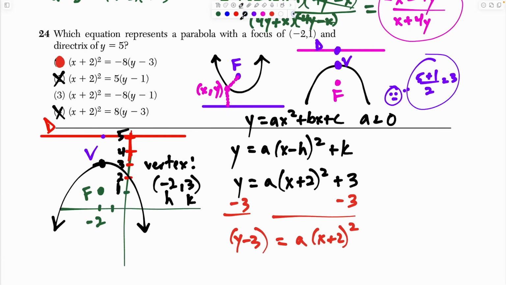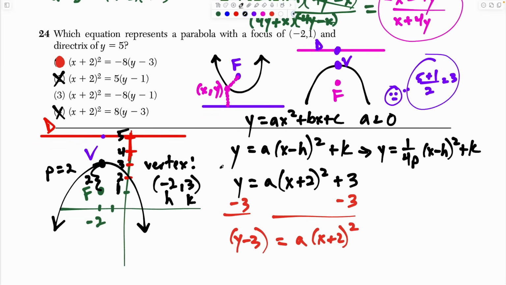Well, this is where the formula gets a little bit tricky. What we do with these focus-directrix questions is we actually write y equals 1 over 4p times x minus h squared plus k. And the p value is the distance from the vertex to the directrix or from the vertex to the focus. So you see how these are 2 away from each other? So these are 2 away. I'll just make that curly bracket a little bit nicer. So these are 2 away. So our p value here is equal to 2. All right, so that's the idea.